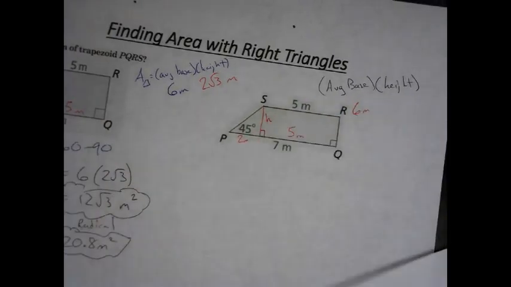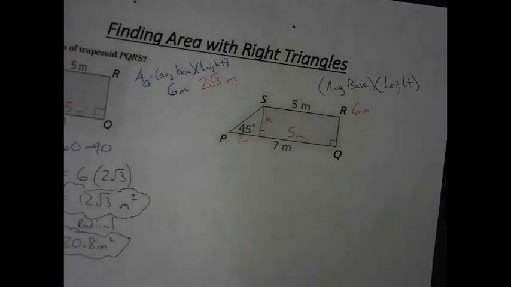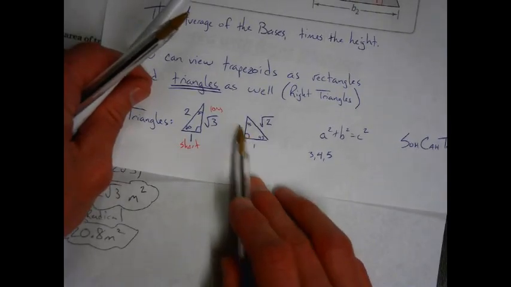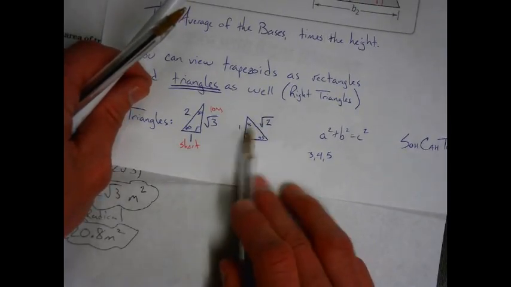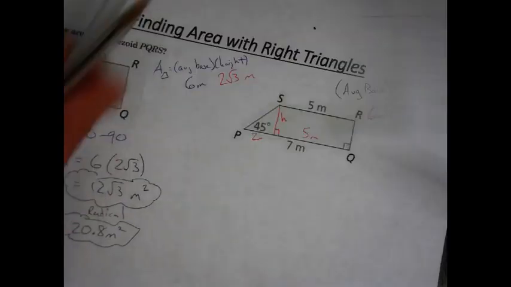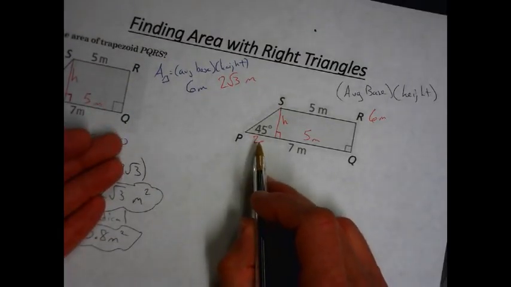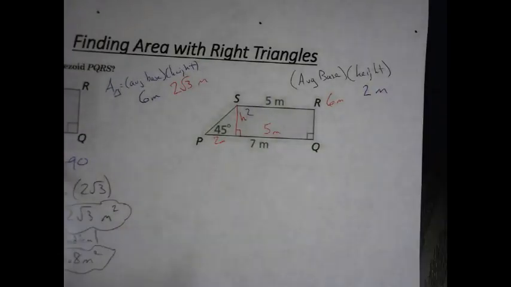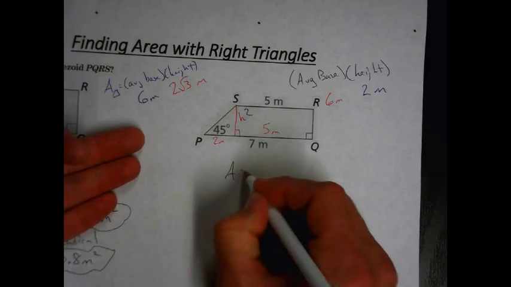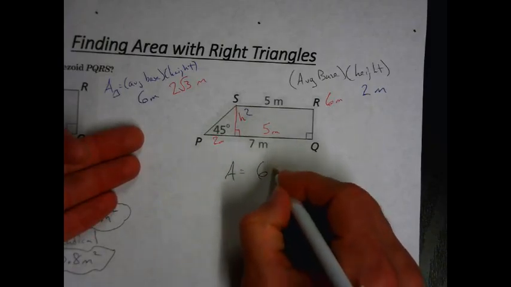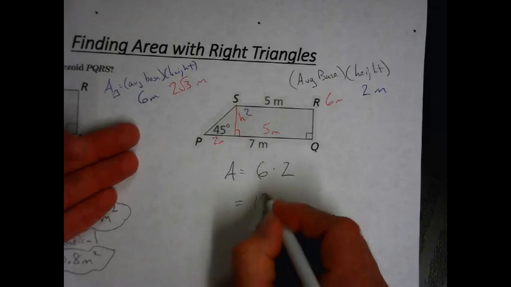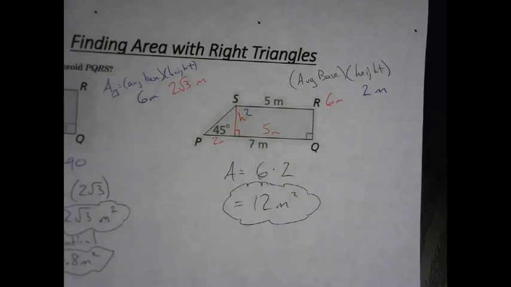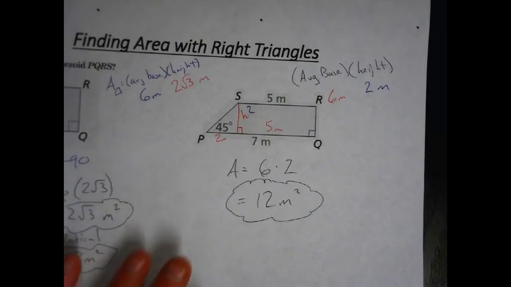Now, how do we find that height? Folks, I hope you see this, but we are looking at a 45, 45, 90 right triangle where the legs are congruent. The hypotenuse is the square root of 2 times the leg, right? So if the legs are congruent, and this leg is 2, guess what? This leg is also 2. So that makes the height 2 meters. So the area then would be 6 times 2, which of course is 12 meters squared. That is neither simplified radical form nor rounded because we don't need any of that. It's an integer. Huzzah!